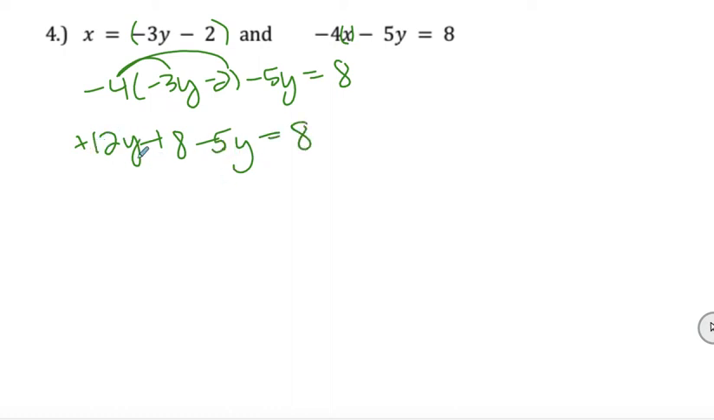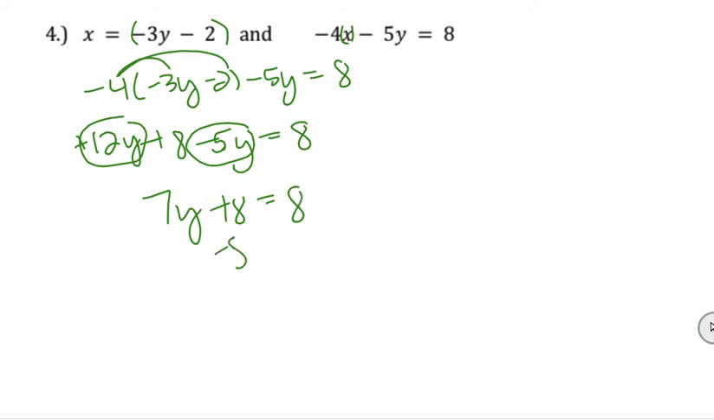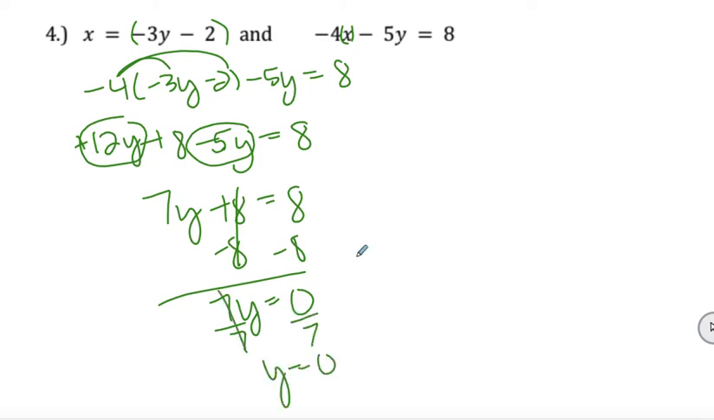So combining like terms, 12y minus 5y is 7y. Positive 8 equals 8. So now in this problem, I would subtract 8 from both sides. Those are gone here. Now I have 7y equals 8 minus 8, which is 0. Love this example because when I divide both sides by 7, my variables didn't cancel out. I have y is a value of 0. 0 divided by any number is 0.